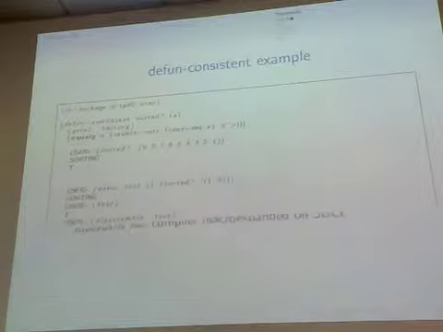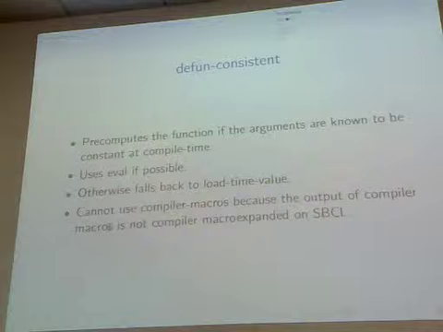The other annoying point about it is we cannot use compiler macros, because the output of compiler macros is not compiler macro expanded. So that means if you have one def unconsistent and it expands to something with another def unconsistent inside it, you've just lost. And it's extremely, extremely annoying.